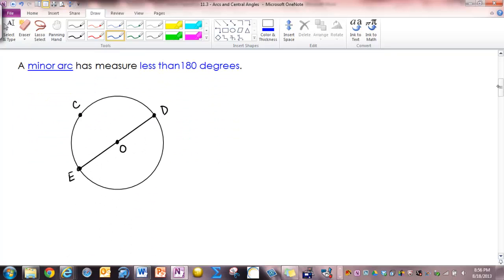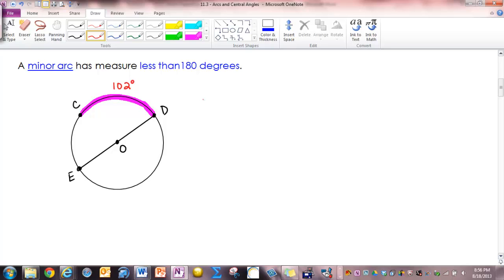Moving on, a minor arc has measure less than 180 degrees. So here is an example of a minor arc. Now a minor arc is going to be smaller than a semicircle, which gives it a measure that is between 0 and 180 degrees. So this purple arc that I just gave you, let's just say, for example, has measure 102 degrees. It is between 0 and 180 degrees, so it is called a minor arc.